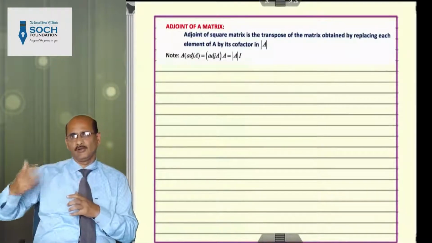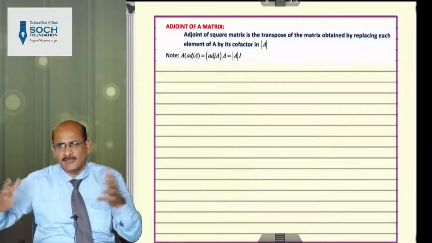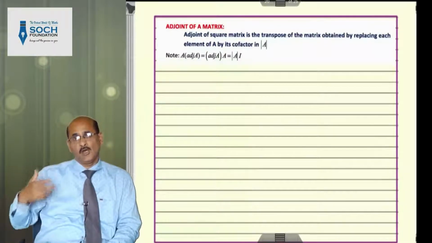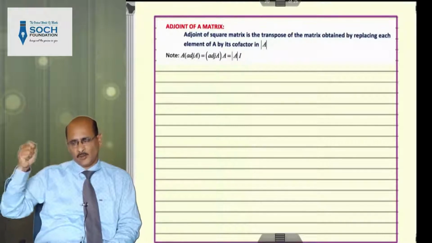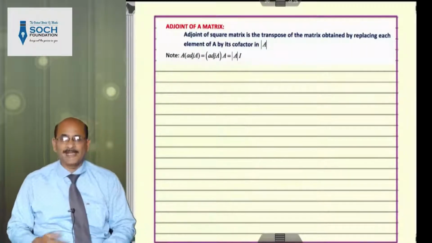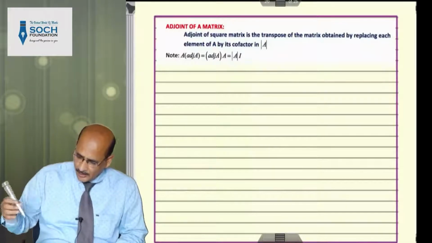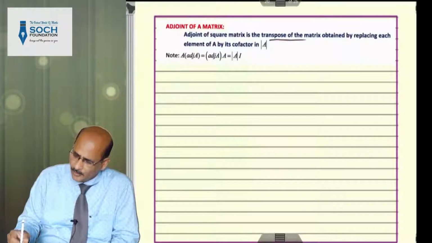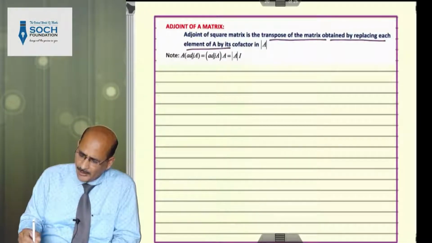All these things will be utilized very drastically in the later part, in the end part of matrices, whose presence in the board exam is quite sure. So let us talk about the adjoint of a matrix. What exactly is the adjoint? The adjoint of a square matrix A is the transpose of the matrix obtained by replacing each element of A by its cofactor.